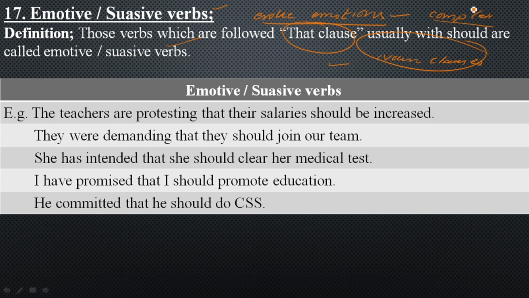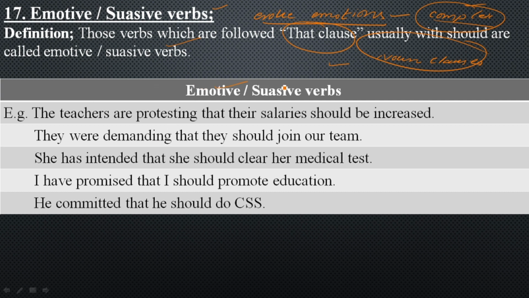Sentences according to meaning have four kinds, and according to structure have four kinds. The first is the simple sentence, the second the compound sentence, the third the complex sentence, and the fourth the compound-complex sentence. And what is a complex sentence? Complex sentences are those where we have one dependent and one independent clause. So a combination of two clauses will have the emotive or suasive verbs. If you use them in just one simple sentence, the meaning won't be clear and understandable. I will tell you how in the examples.